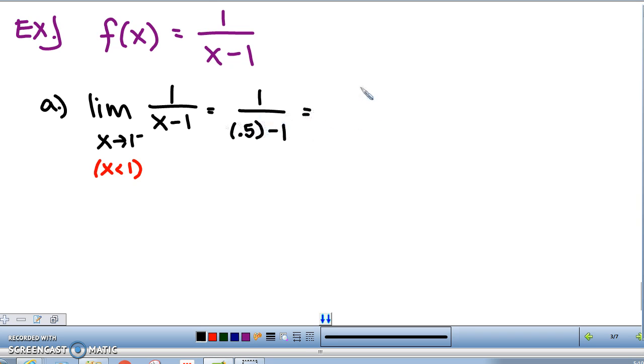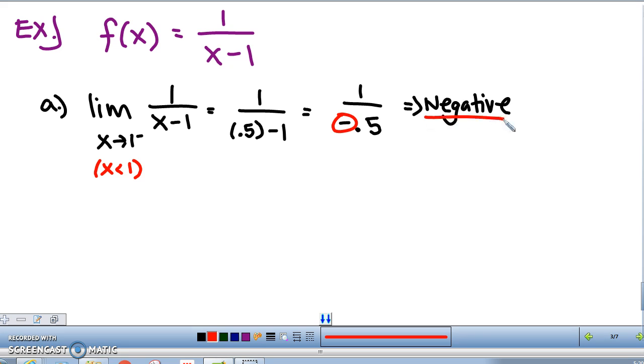So we get 1 over negative 0.5, which happens to be negative. Okay, so it's the sign. The sign is what matters. Okay, this implies that we go to negative infinity.